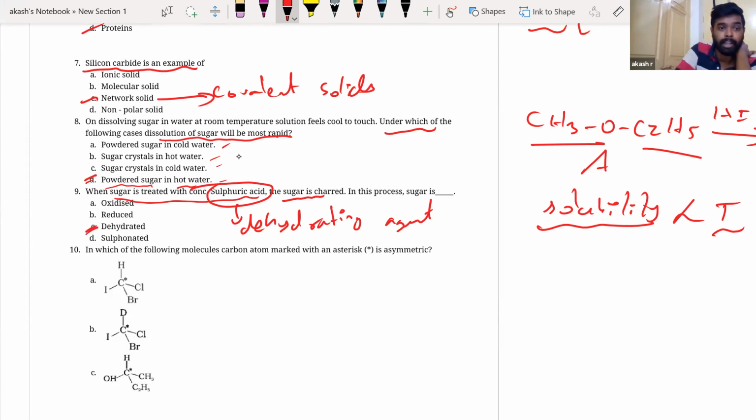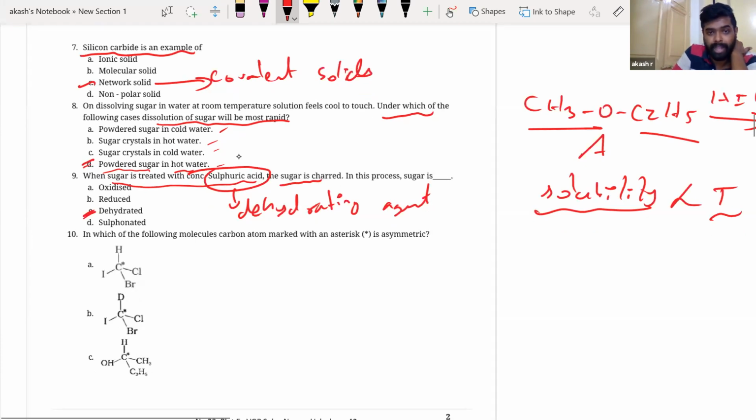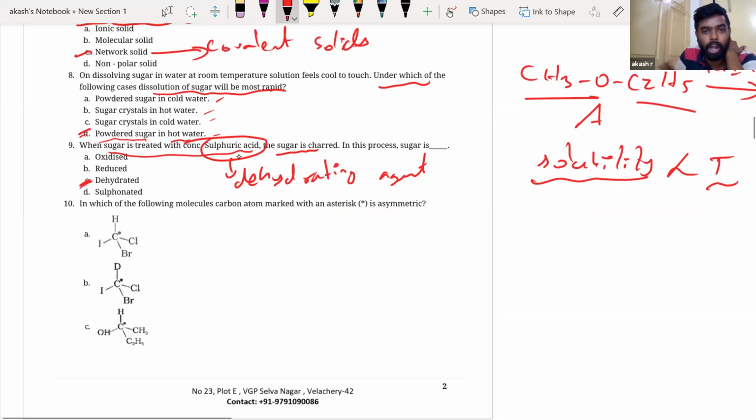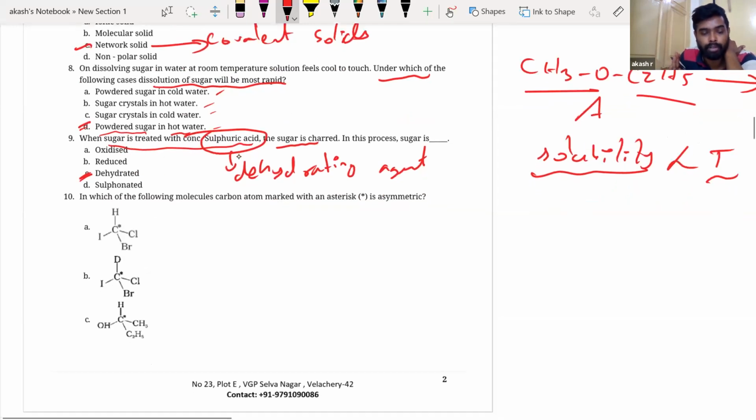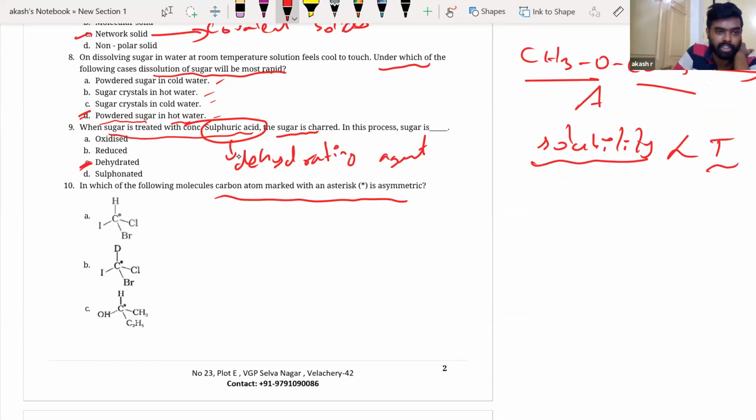Okay, fine. Next question. In which of the following compounds is the carbon atom marked with an asterisk asymmetric? Very simple. All you have to look for is a carbon atom attached to 4 different groups. H, Cl, Br, I. Direct answer. Now you see the other ones.